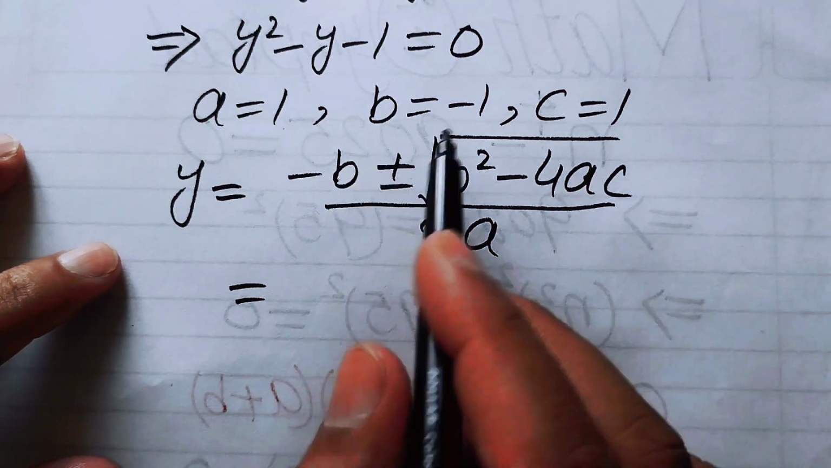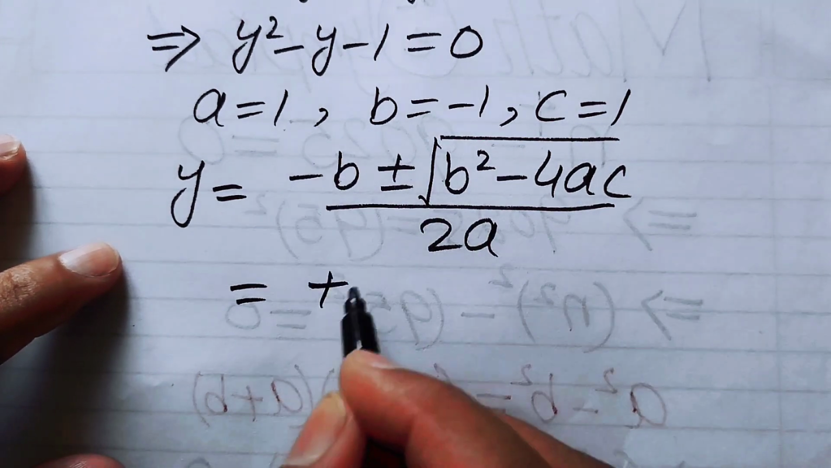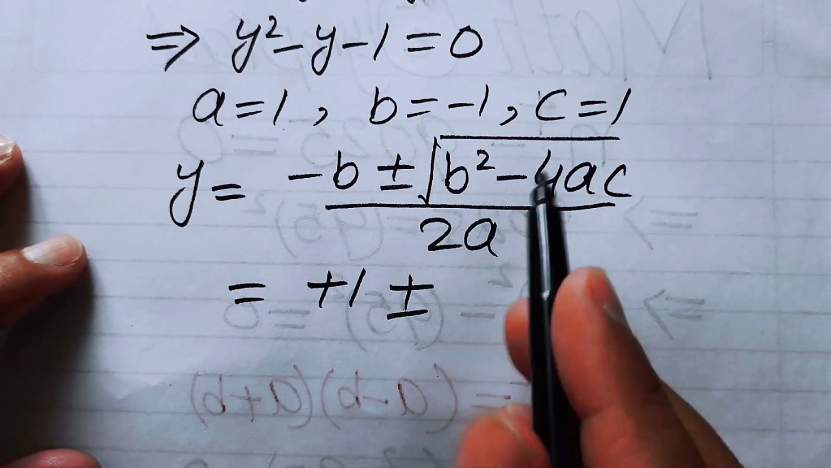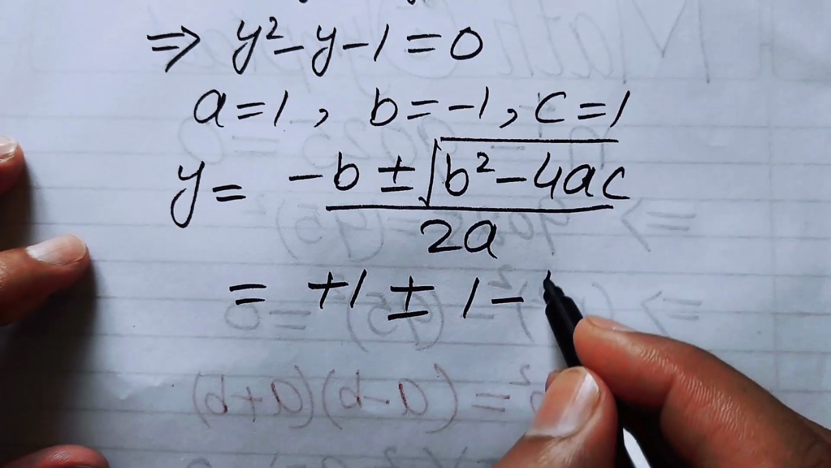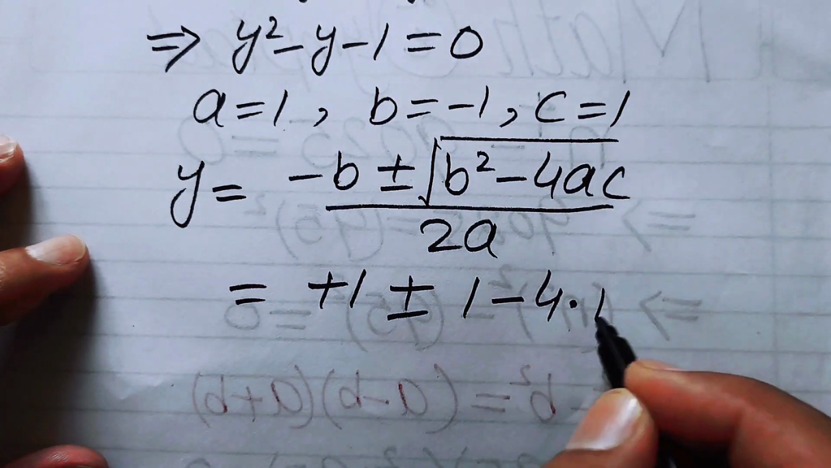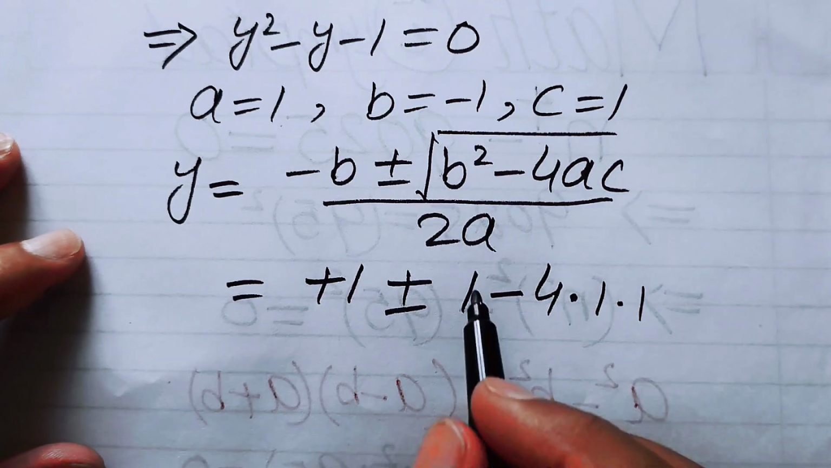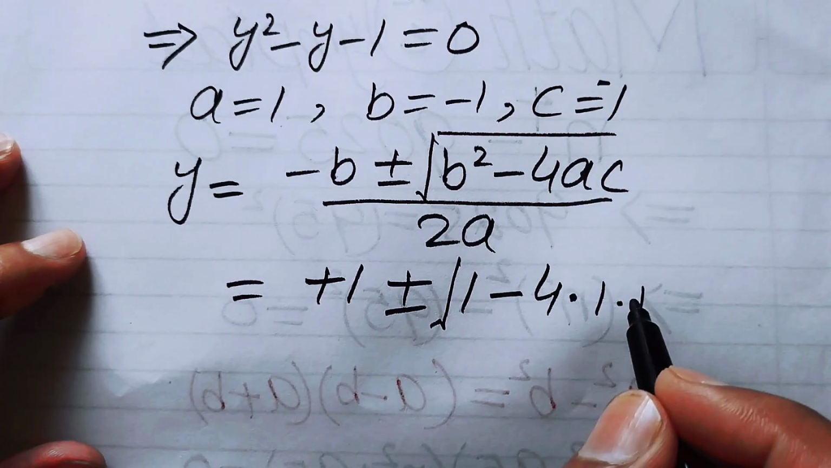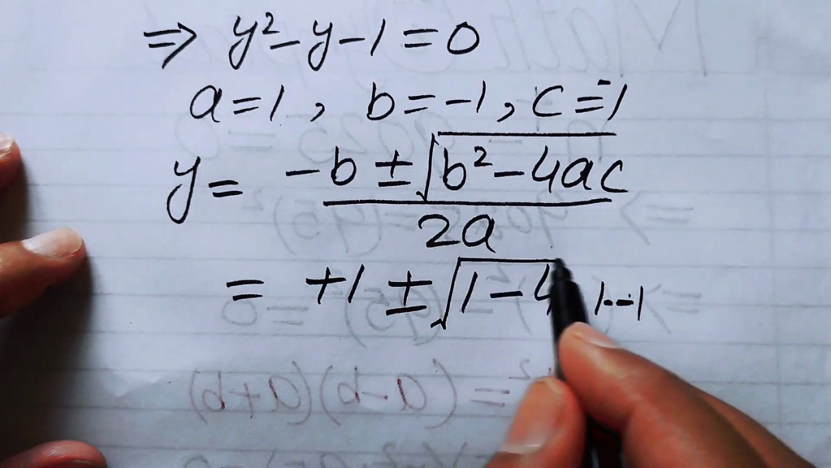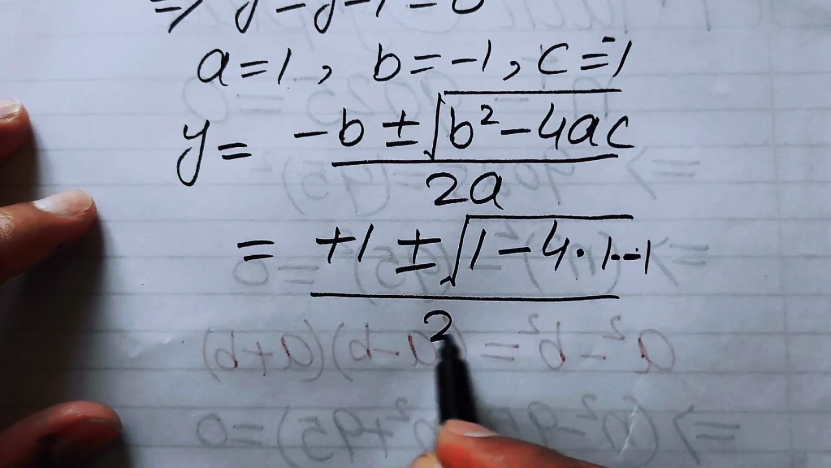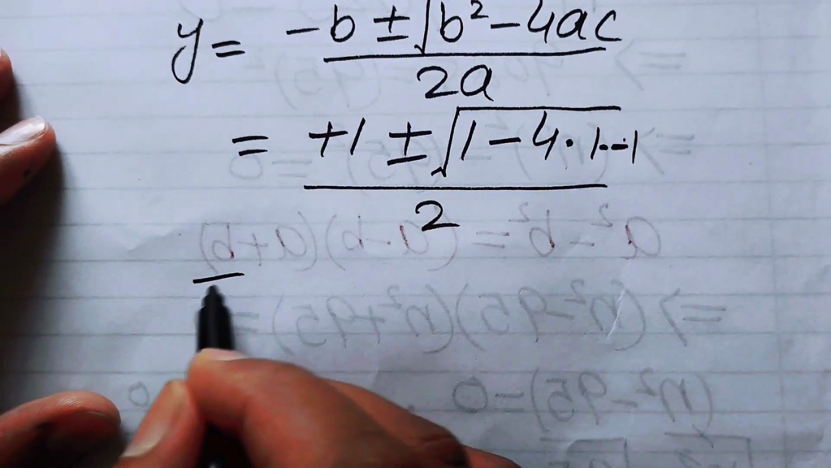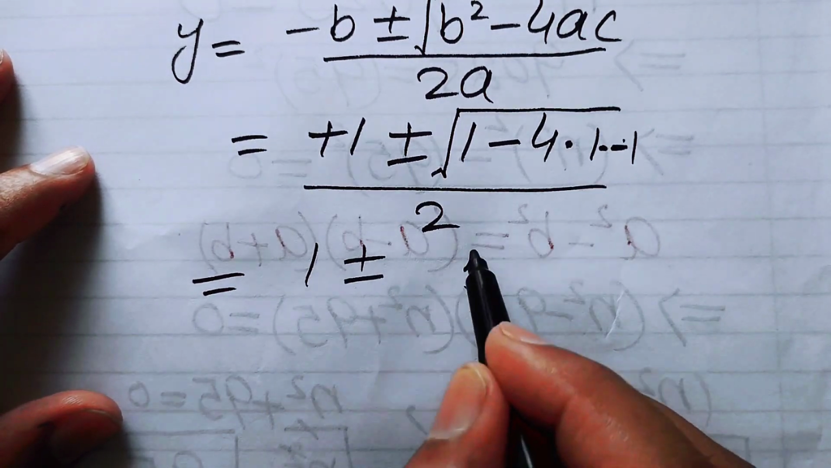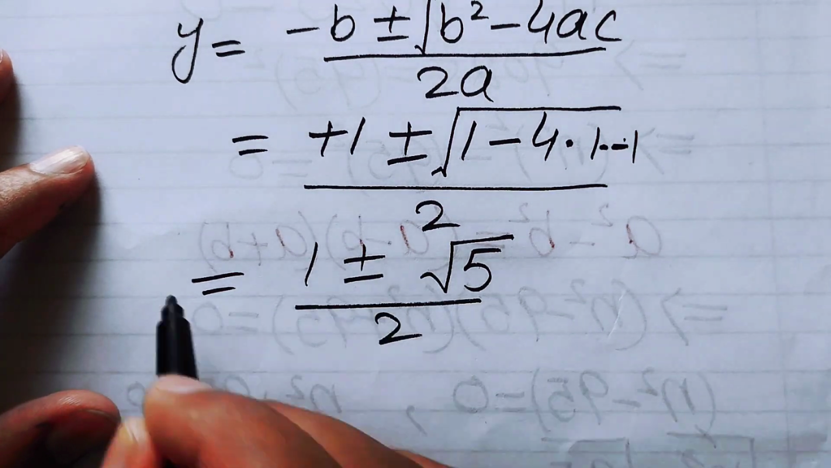Here you have the value of b as minus 1, so this minus minus becomes plus 1, and plus minus, here you have b squared, the value of b is minus 1, so minus 1 squared is plus 1, minus 4 times a is 1, and c is minus 1, so it becomes minus 1, and the whole square root, and whole over 2. So now you can simplify the terms, and you get 1 plus minus, here minus minus is plus, and 1 plus 4 is equal to 5, square root, over 2.